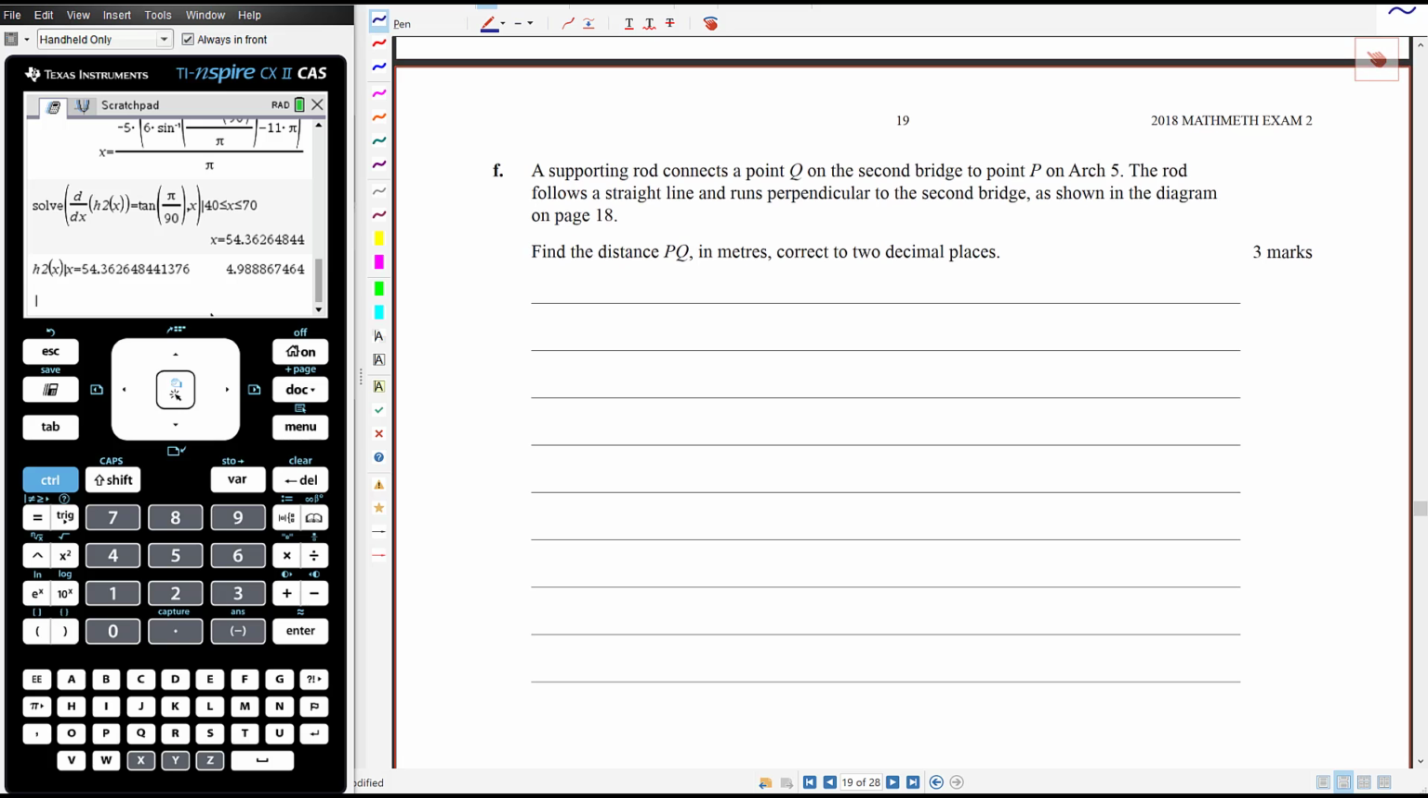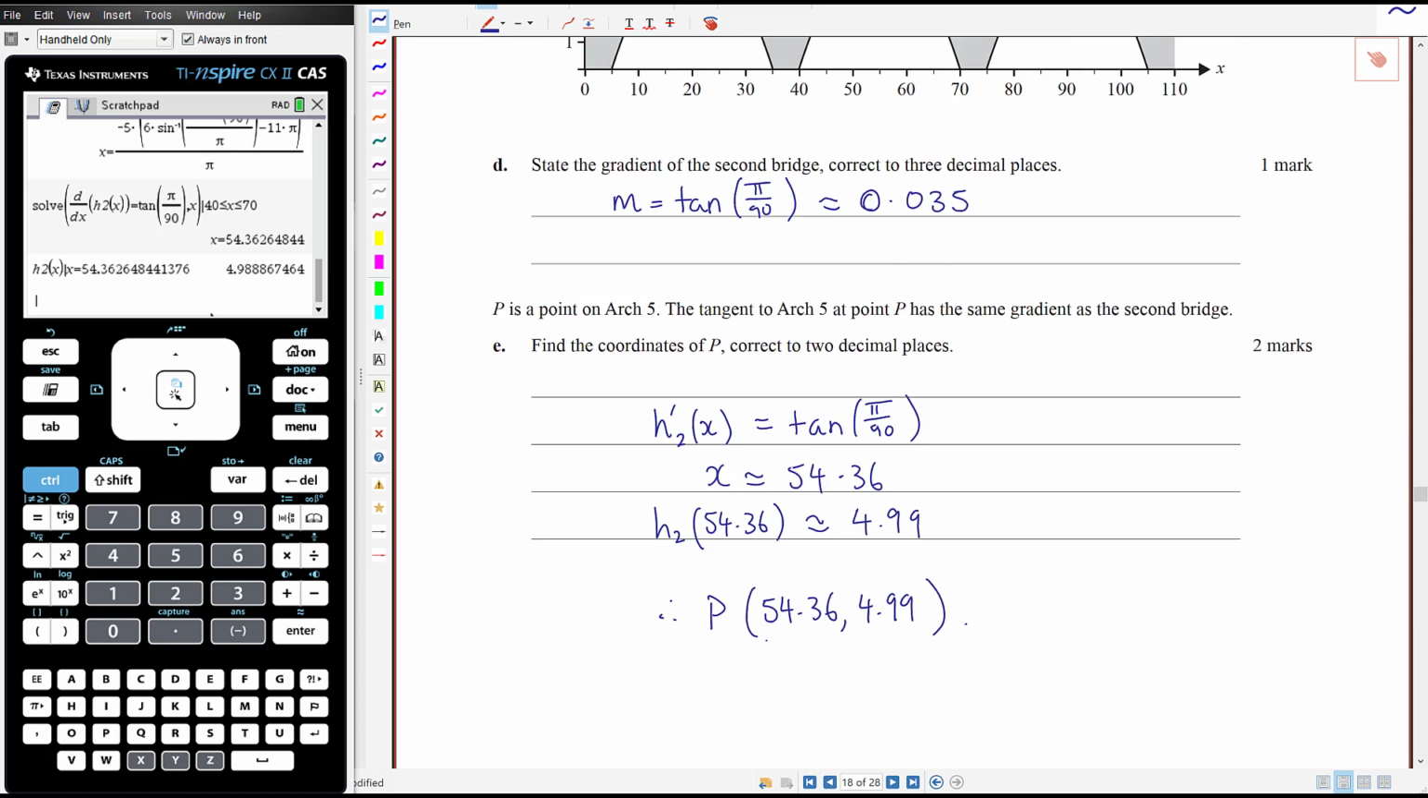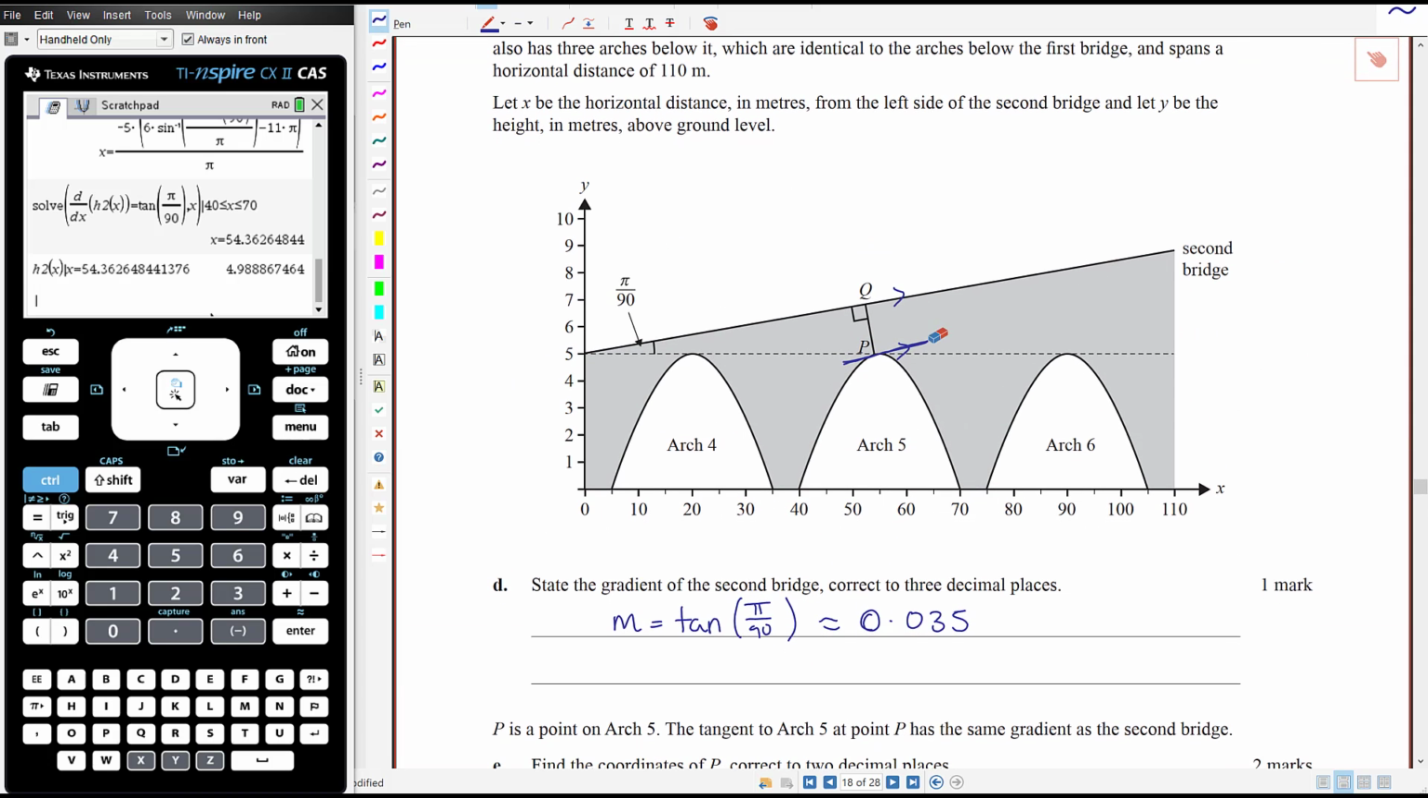Okay, part F. A supporting rod connects a point Q on the second bridge to point P on arch 5. The rod follows a straight line and runs perpendicular to the second bridge as shown in the diagram on page 18. Find the distance PQ in meters, correct to 2 decimal places. Okay, so we want to essentially find the equation of this line.